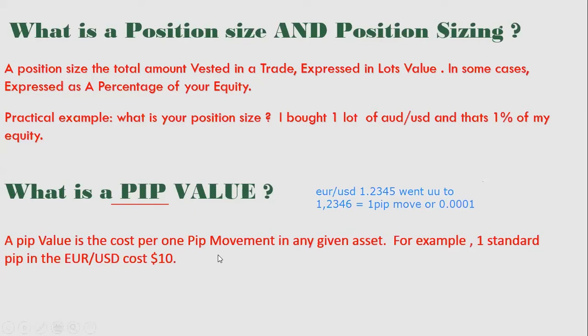A pip value is the cost per 1 pip movement in any given asset. In every currency, it costs something. If 1.2345 moves to 1.2346, depending on the lot size you buy, every pip has a value. The pip value for the euro is different from the pip value for the AUD USD. Every incremental move in the price of a currency has its value. If the Ghana cedi against the US dollar moves from 1 to 2, it will cost you more than if the Ghana cedi and the naira move from 1 to 2, because they are different currencies and they have different economic values.